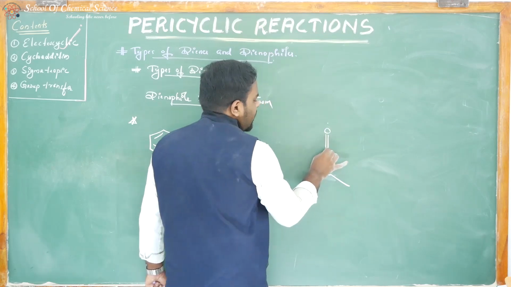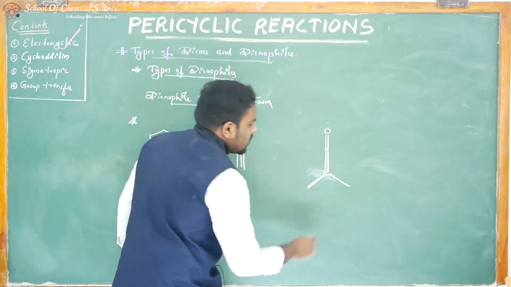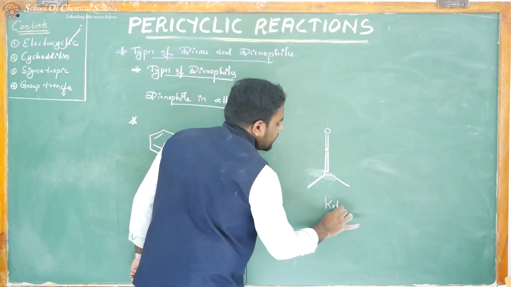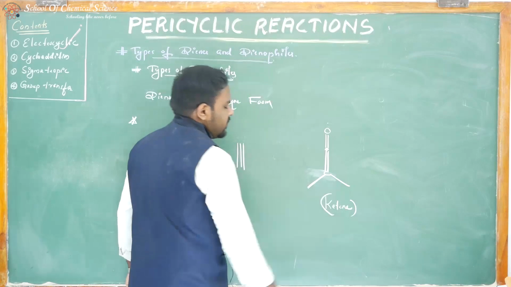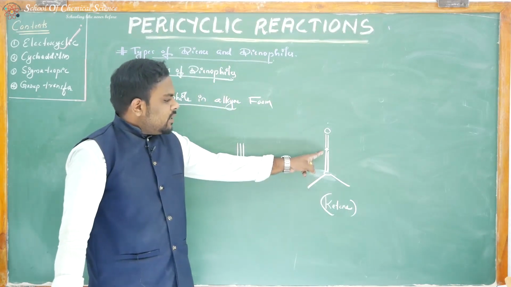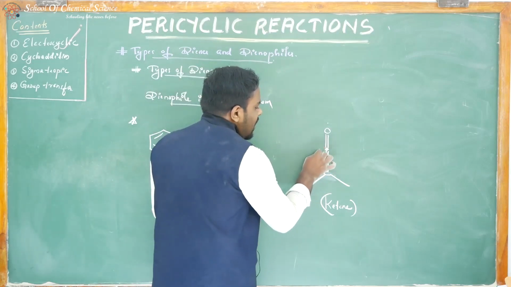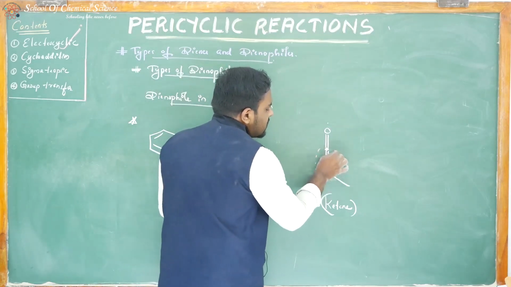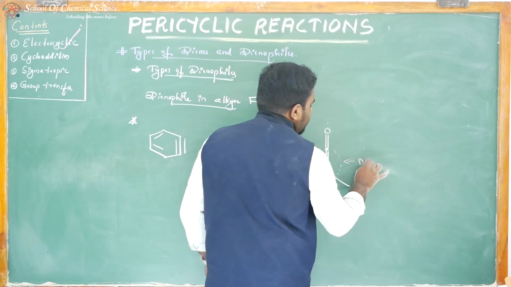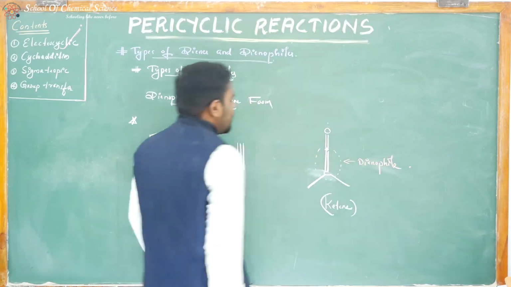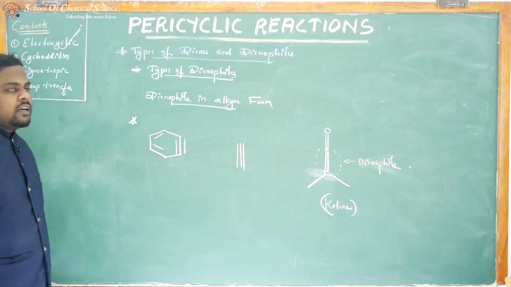This is a carbon. This is C double bond O. This is called ketene. In ketene, the carbon-carbon double bond acts as the dienophile.